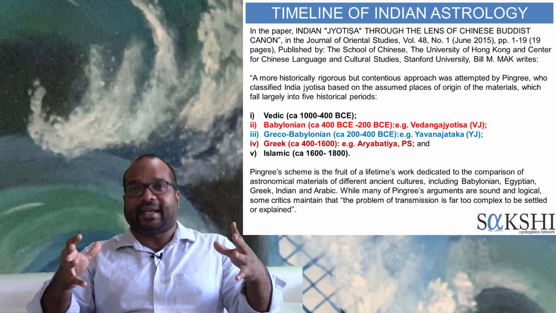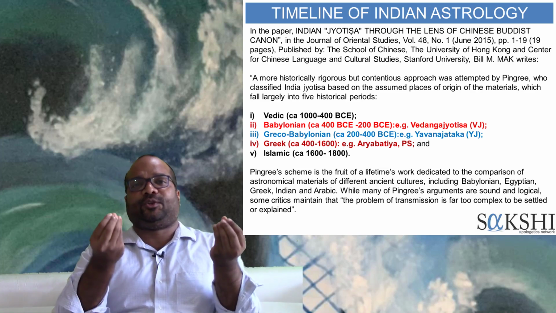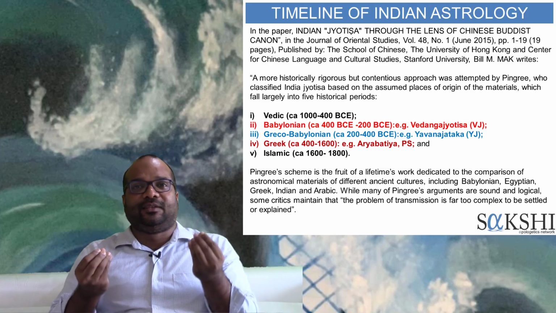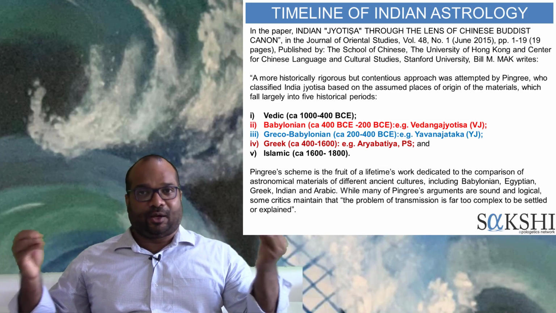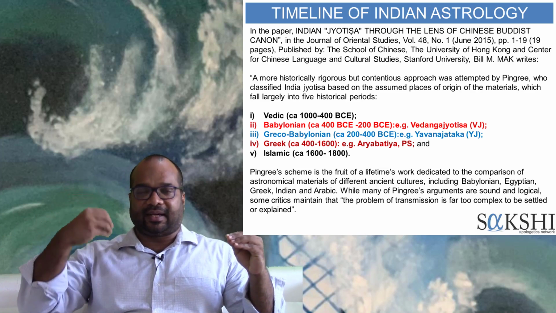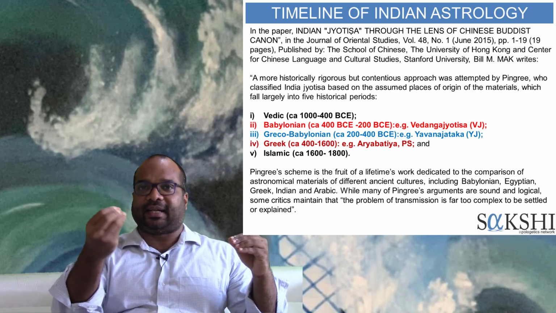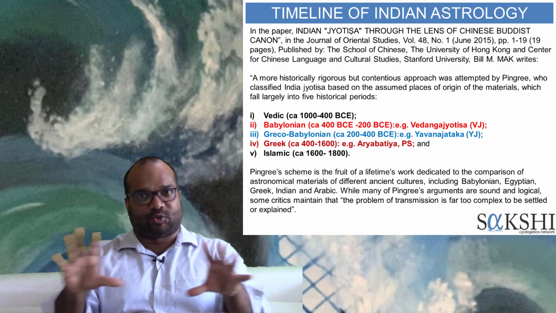So David Pingree said that in this Vedic era, there is hardly anything that you can call astrology. The real astrology comes with the influence of the Babylonian in the Vedanga Jyotisha. Now this is where the dispute is: the Vedanga Jyotisha is not completely derived from others, but it has a component of the Vedas, and it also has a derivation from others.